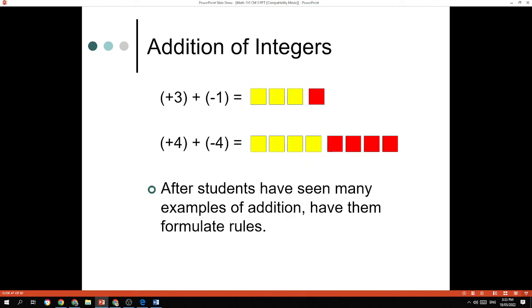This one, we have positive 3 plus negative 1. Then you have there positive 4 plus negative 4. In the first example, there is a zero pair, so we remove that zero pair. So you're left with 2 yellows, that's positive 2. The same thing with the second example, removing the zero pairs, so you'll be getting 0 for that. After students have seen many examples for addition, have them formulate the rules.